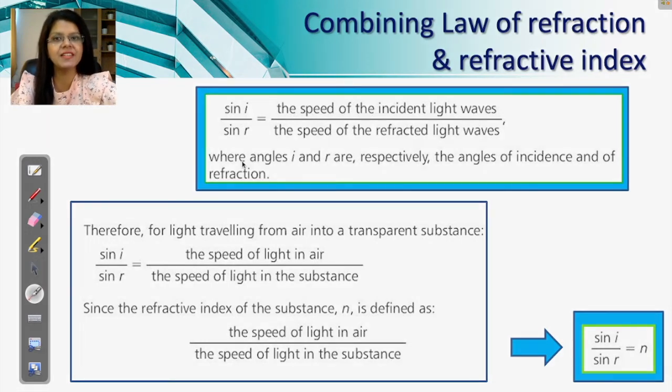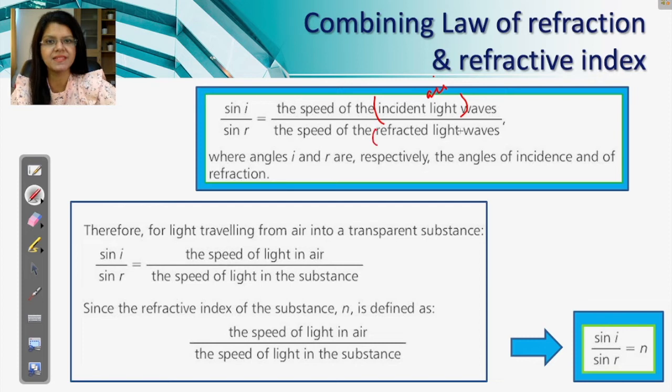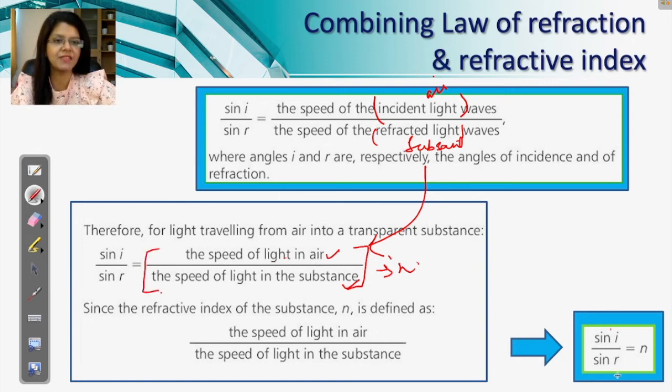So we are starting here with the law of refraction, right? And the second part of the equation, the right hand side, changes to something like this. Why? Because the incident ray is in the air and the refracted ray is in the substance. So this whole equation becomes something like this: speed of the light in air over the speed of the light in the substance. And we know that this whole thing is the refractive index. So therefore sine I over sine R is n.